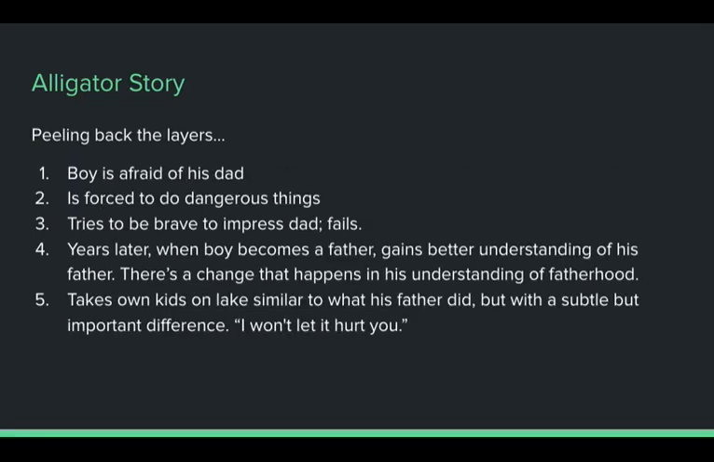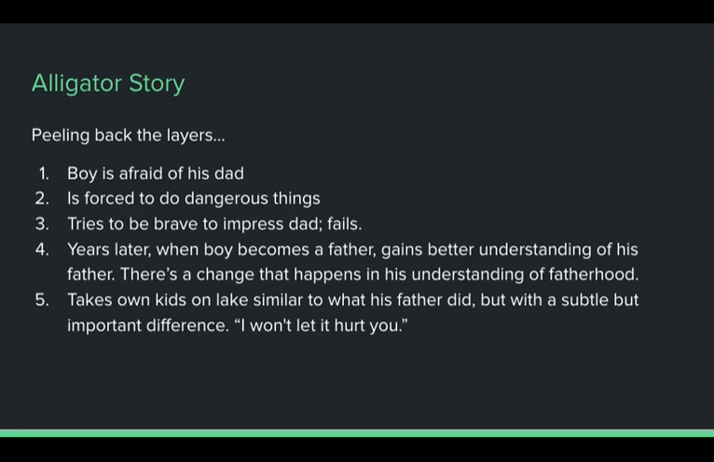But when we peel back the layers of the story, it's really about this boy kind of figuring out who his father was and what fatherhood is like, I think. So he's afraid of his dad a little bit because his dad does all these crazy things and makes him do all these dangerous things. He tries to be brave to impress him, and he fails at that. And oftentimes in stories, and especially longer drawn out stories like movies, the protagonist fails many times, at least 2 or 3 times before they succeed at the thing that they're trying to do, before they actually make that change in themselves as a character. So he fails at it at that point.